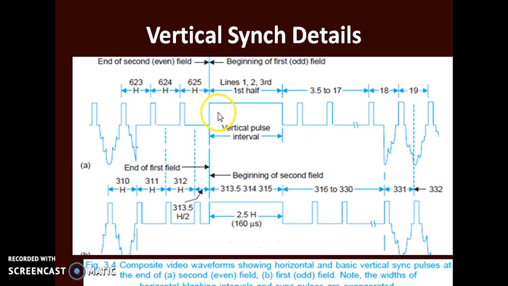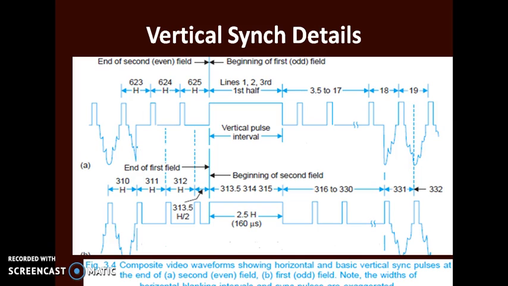What happens at the second field? At the end of the 625th line, when this point appears, the beam is again moving from bottom to top so as to scan the next frame. So the vertical impulses ensure proper triggering of the vertical oscillator at the end of both the fields, so as to synchronize the vertical scanning.